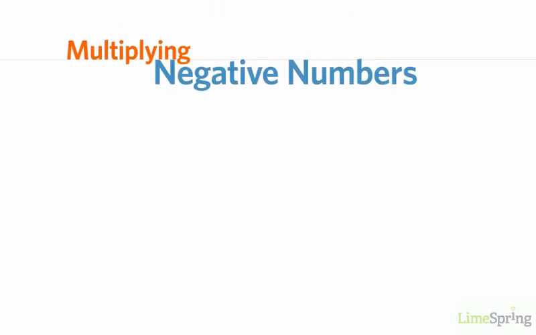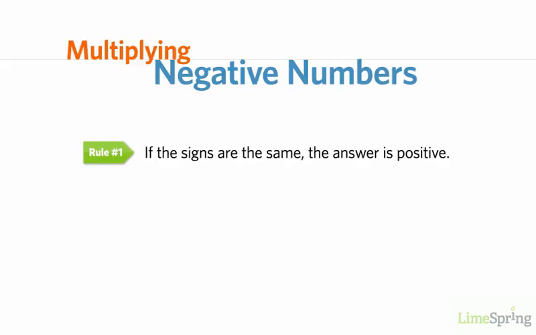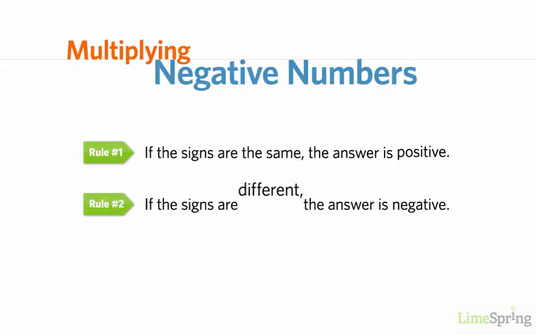I actually think that multiplying negative numbers is easier than adding them, because all you need to remember are two simple rules. If the signs are the same, the answer is positive. If the signs are different, the answer is negative.